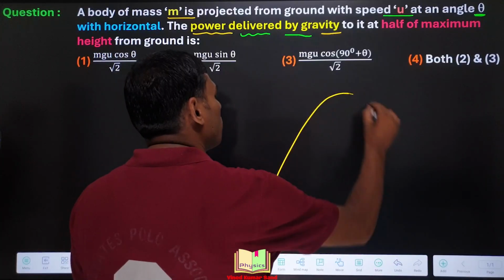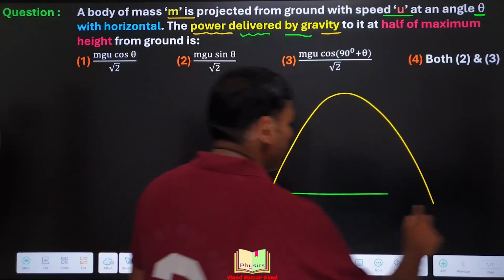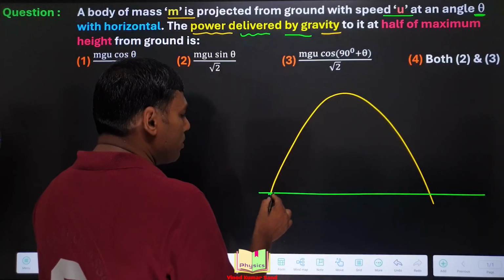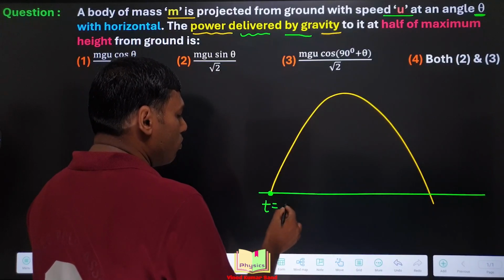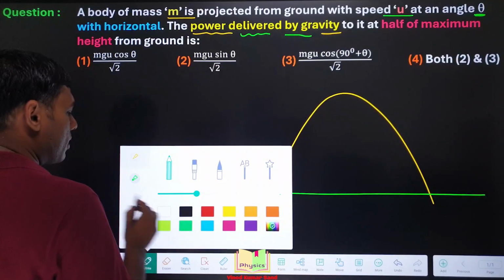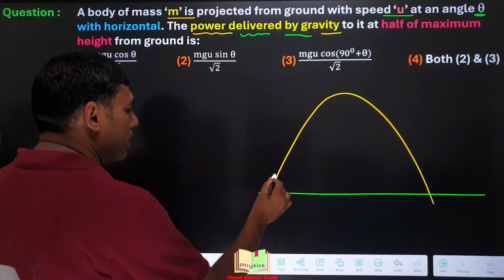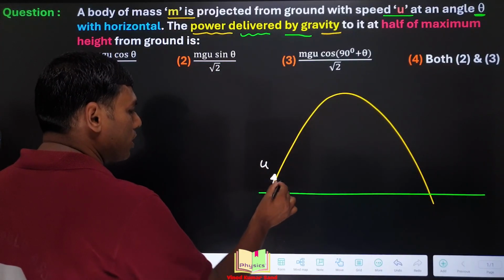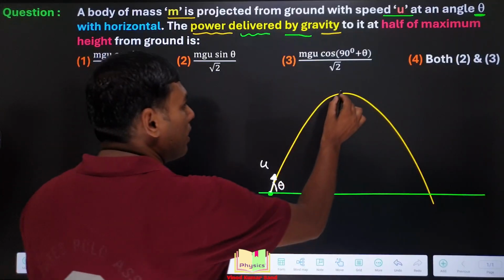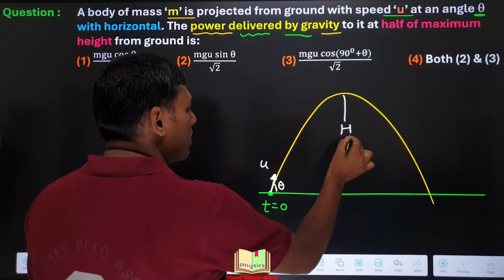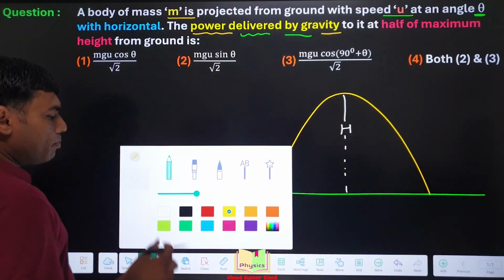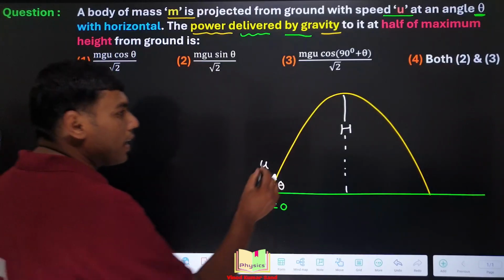So the situation could be like this. Here is the parabolic trajectory of the particle. Suppose t is equal to 0. From here, we project something and its initial speed is given as u and it was projected at an angle theta. The maximum height is h. We have to find the power delivered by the gravity at a height h by 2.